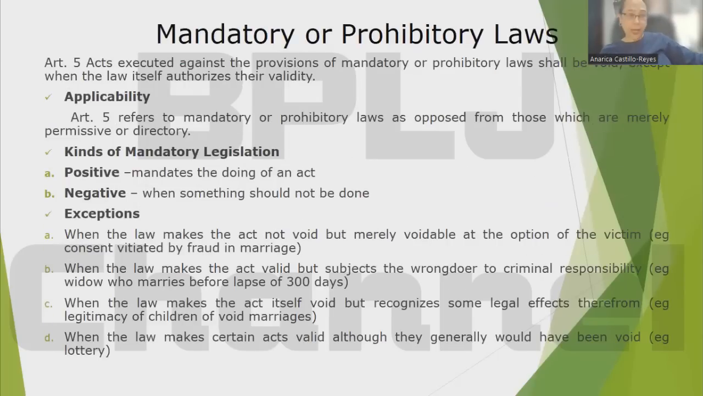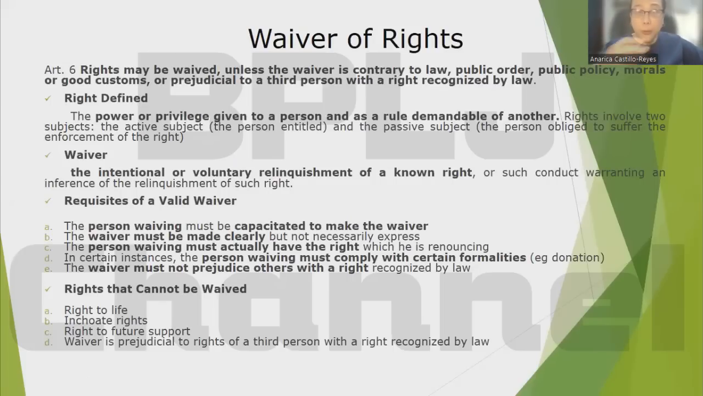Okay. Article 5, acts executed against the provisions of mandatory or prohibitory laws shall be void except when the law itself authorizes their validity. Okay, so Article 5 refers to mandatory or prohibitory laws as opposed from those which are merely permissive or directive. So what do you mean when you say mandatory? It means that there is a positive doing of an act, while prohibitory when something should not be done. Negative.